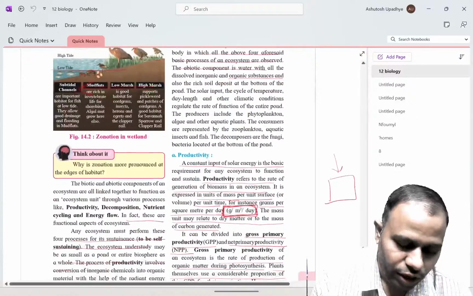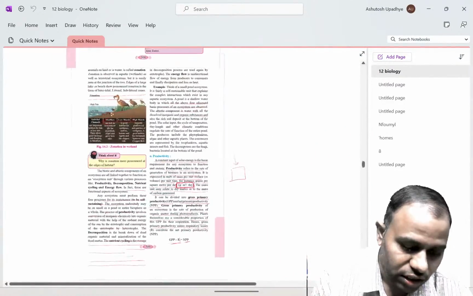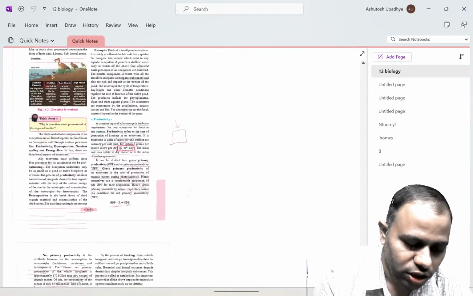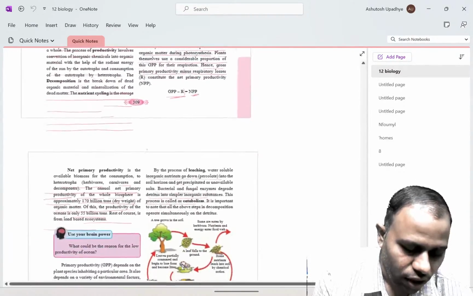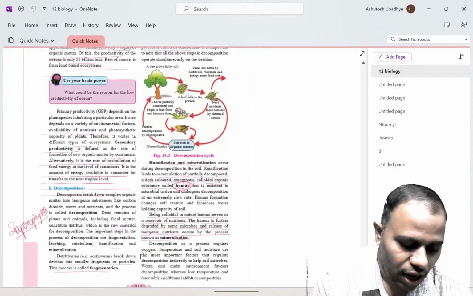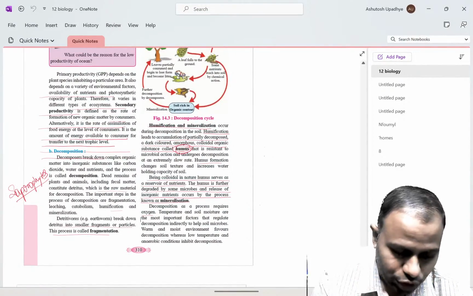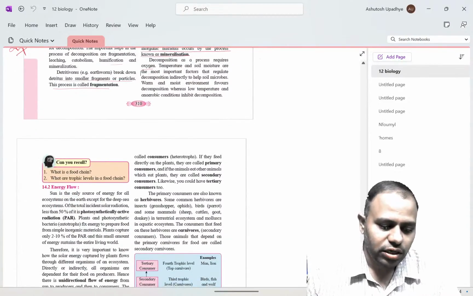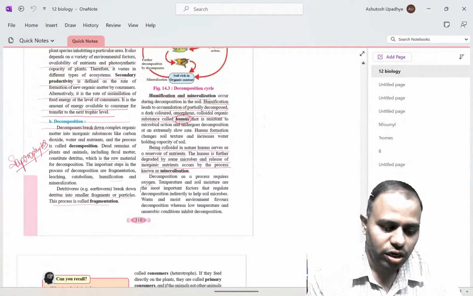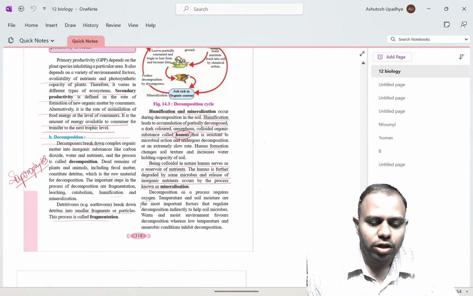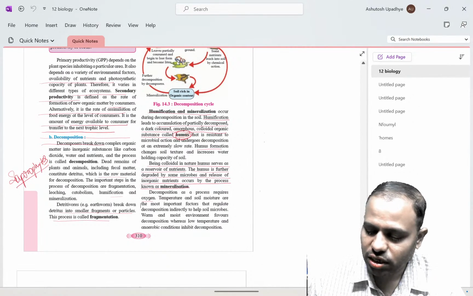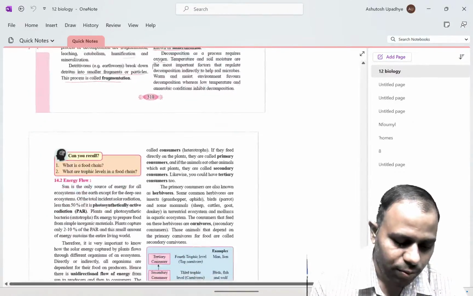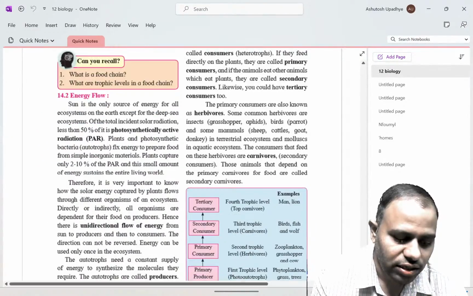Then what is productivity? We discussed the 4 different points that are very important for an ecosystem. First, productivity, and then we discussed types of productivities. After productivity we discussed decomposition, and then fragmentation, mineralization, and humification. So all these processes were discussed in the last lecture. Today we will be moving further in the same topic through the next point, that is energy flow.